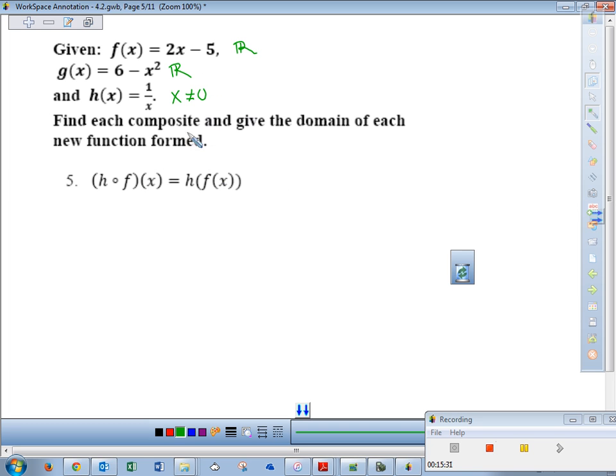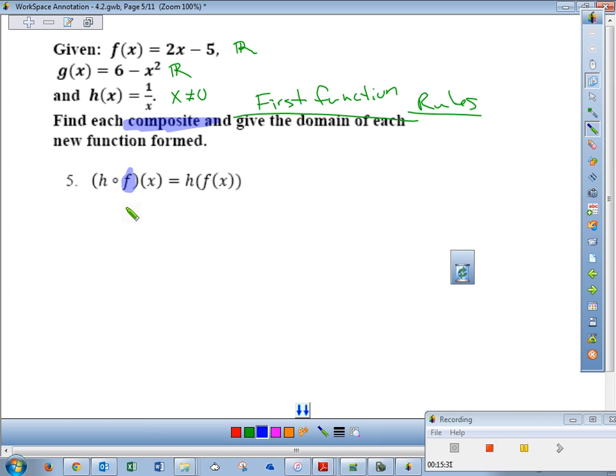And here's the rule on composites. Totally different than what we were doing before. We were doing operations: adding, subtracting, multiplying, dividing. Composites, the first function rules the roost. It's all about who comes first. The way you read the composite symbol out loud is H following F. Since H follows F, F comes first. It's like the exact opposite of what you think. It's listed second, but it comes first. You take the F function and put him into H.